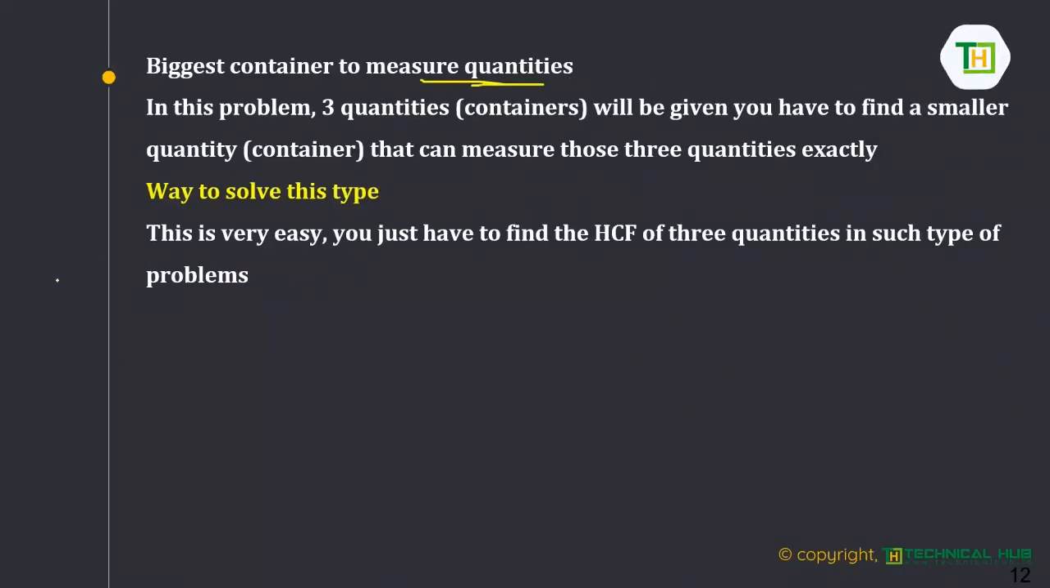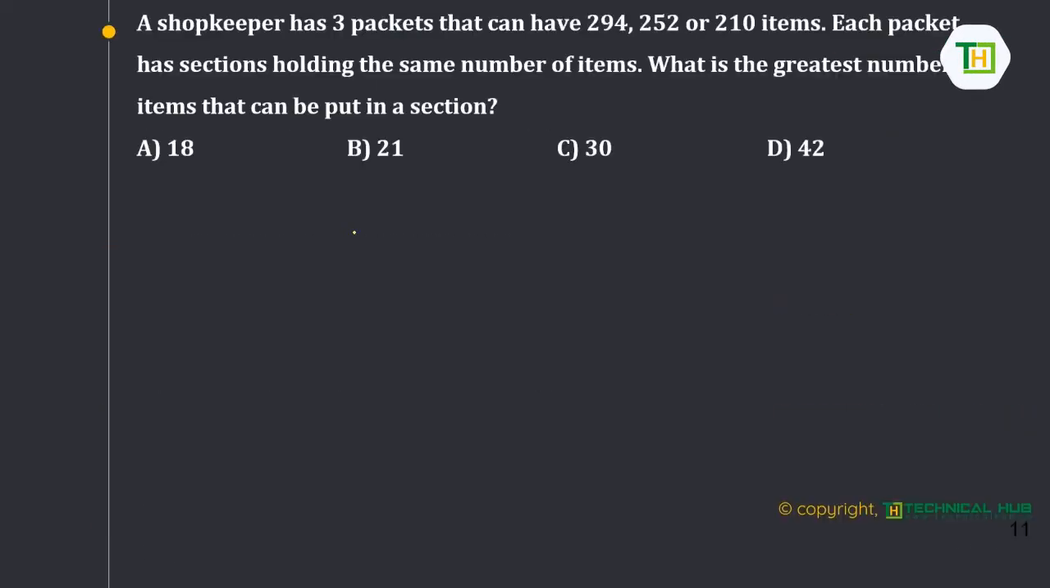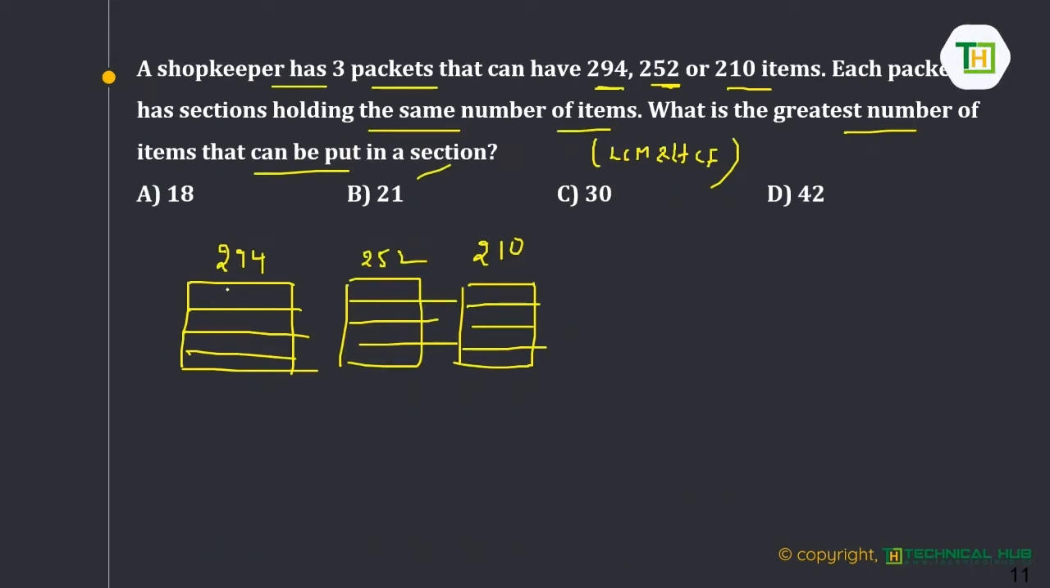So all these questions you have to apply the HCF. Just find the HCF of the 3 quantities and you will get the answer. Here they're asking, 3 packets are there. What is the maximum number you can place in this section? So what is your answer? Just calculate the HCF of 294, 252 and 210.